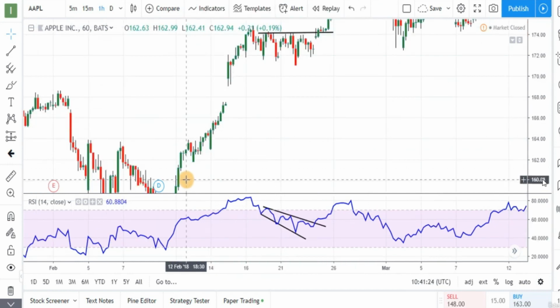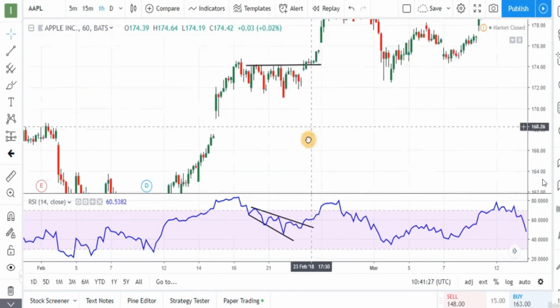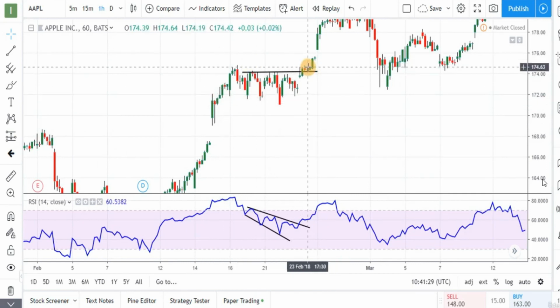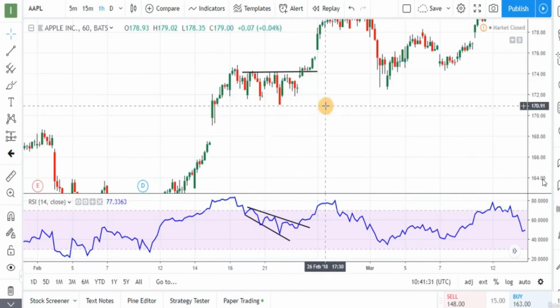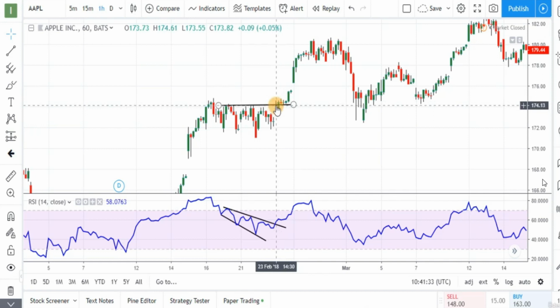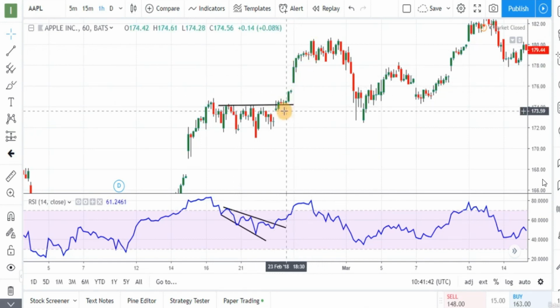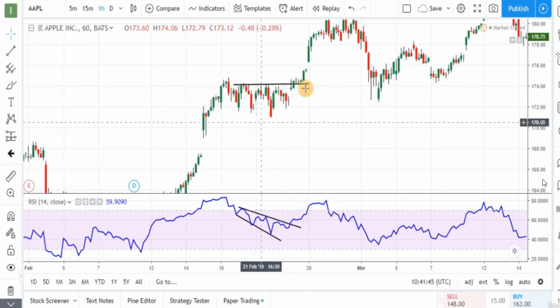The existing trend is an uptrend. See, this is the uptrend, and then there is a pause in the momentum in the trend, and when we get a breakout at the resistance level, we are getting a sharp up move in the prices. So it is a very good signal to trade in the same direction.